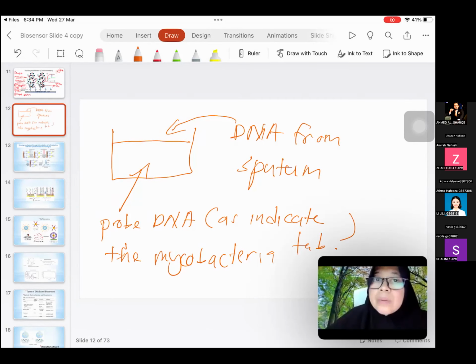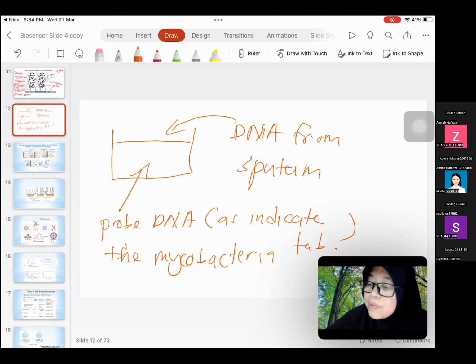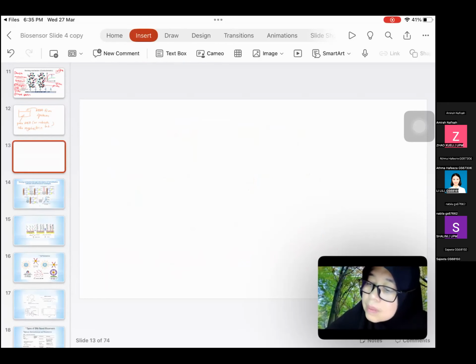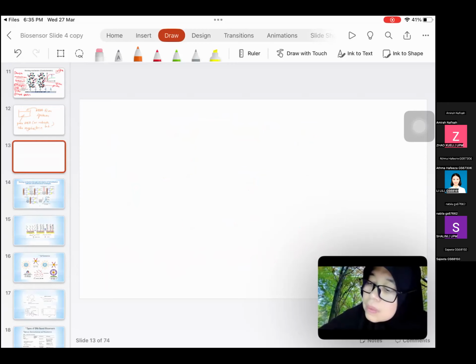So now, in order to know whether it is a perfect match or not a perfect match, I have to add another one. Insert. Okay. So just now we have a few colors. Green.